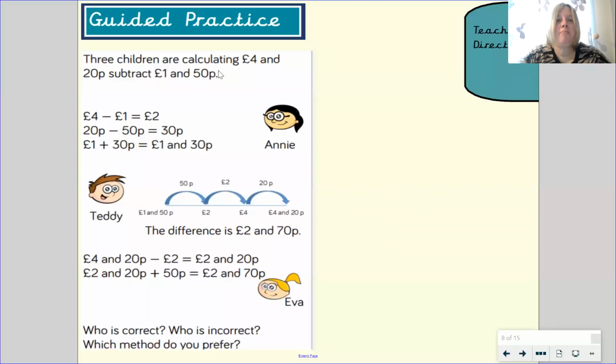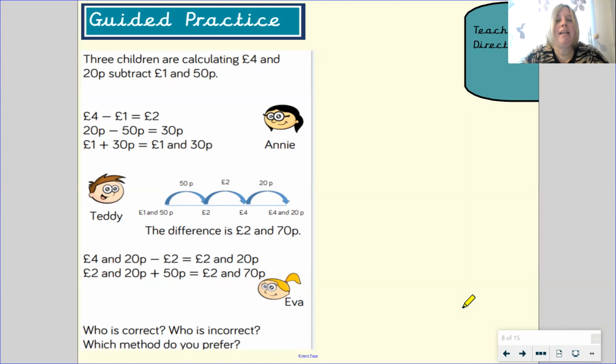Let's have a look at this problem. The children are calculating £4.20, subtract £1.50. Annie's shown us how she solved the problem. Teddy's shown us how he solved the problem. Eva has shown us how she solved the problem. We've got to have a look and see who is correct and who is incorrect. And then you've got to decide which of these methods you prefer to use when you are solving problems involving money. So let's read our problem again.